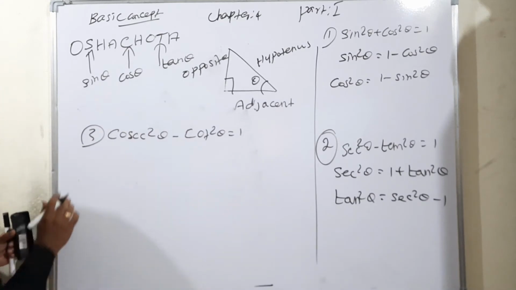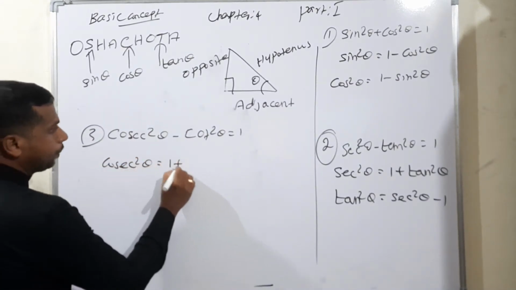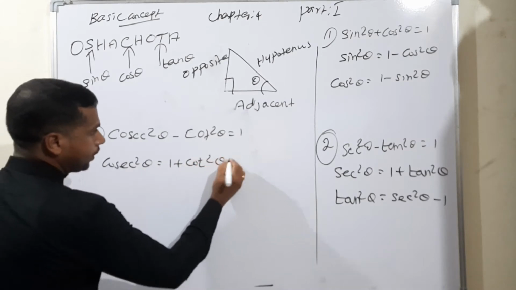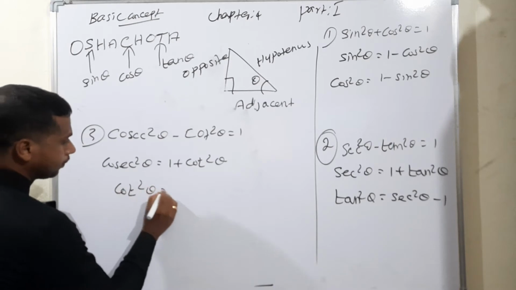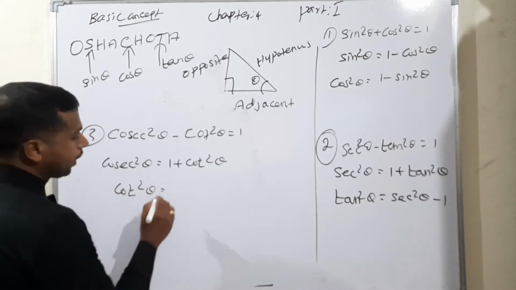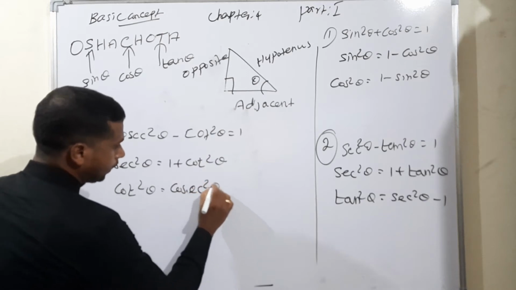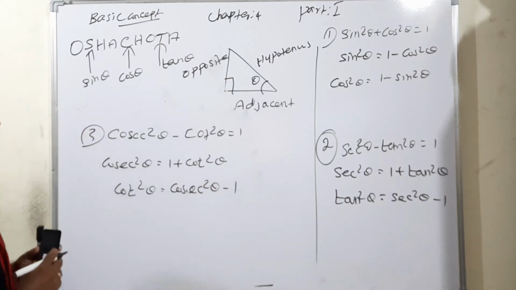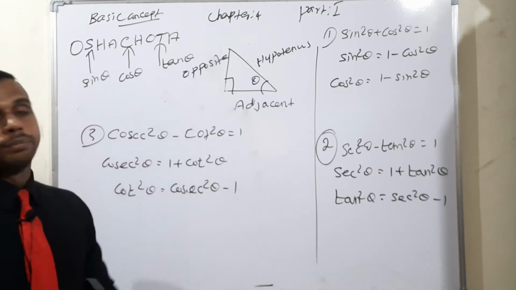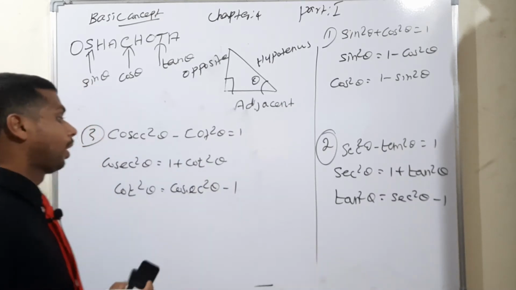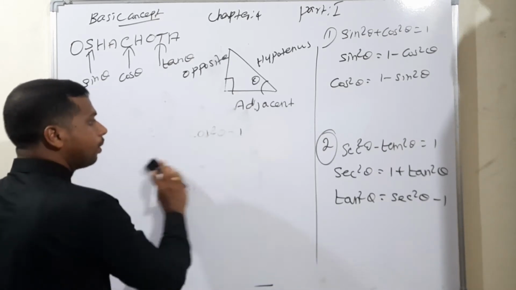From the third one, what is the value of cosecant square theta? 1 plus cot square theta. Then what is the value of cot square theta? Cosecant square theta minus 1. From these three basic identities we can split out three important formulas. This is also important.